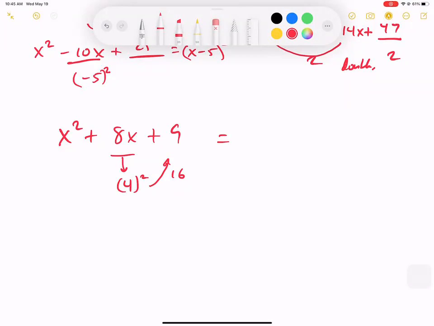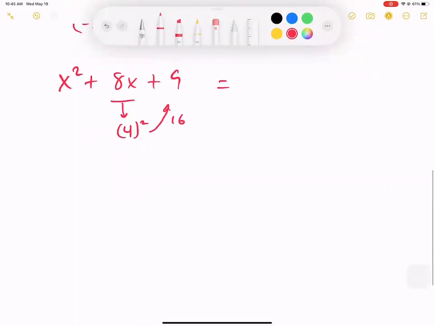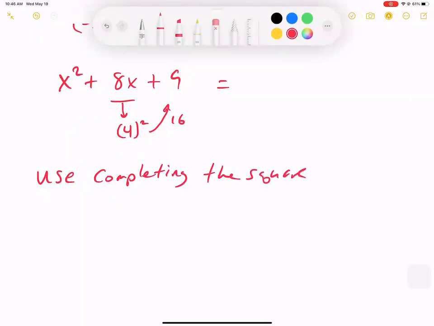Great. Okay, so here we go. So this is our pattern for what we're going to do today. Now, we're going to use completing the square. Okay, so here's today's goal. Use completing the square to change a quadratic form to vertex form.